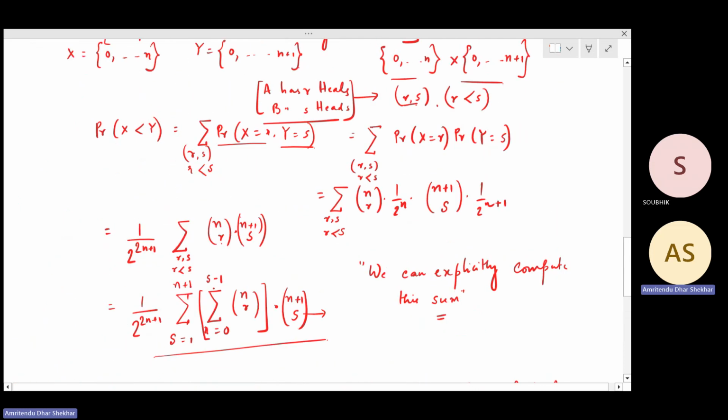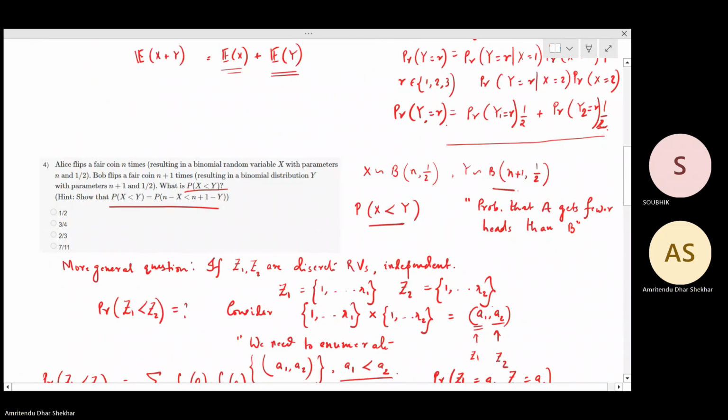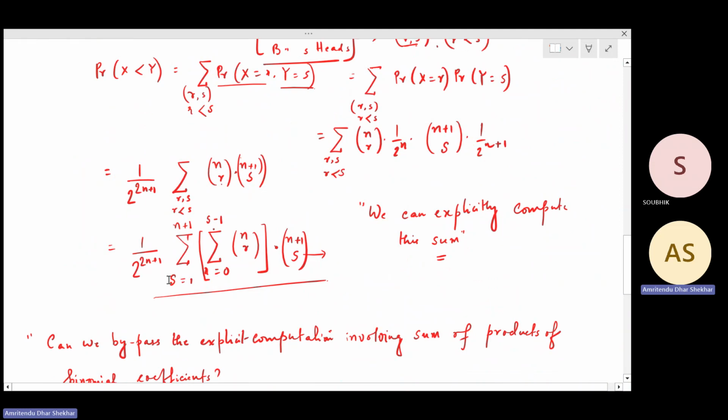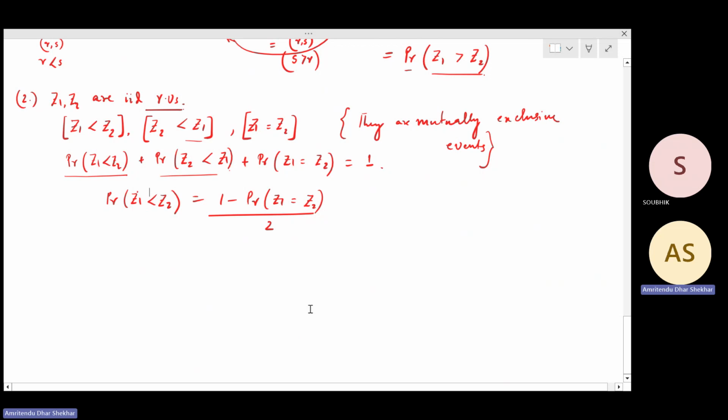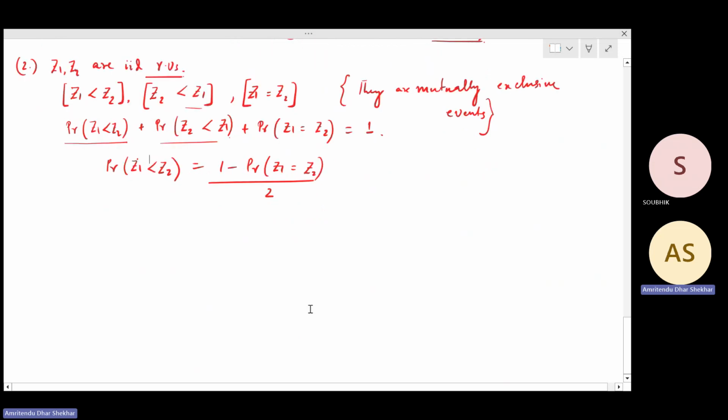Now, how are you going to use it in this problem? We do not want to do this hefty calculation. We want to bypass it. So let's look at the data that we have in the problem. Alice is throwing the dice n times. Bob is throwing it for n plus 1 times. Bob's count is maintained by this random variable y. A's count is maintained by this random variable x.